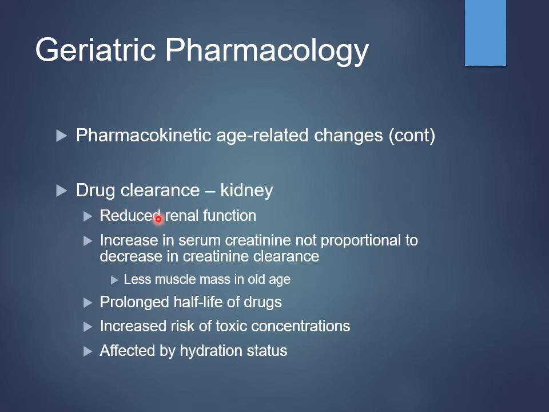And so you're going to see decreased function here. You also have to look at the fact that their serum creatinine is not going to be proportional to the decrease in their renal function. What do I mean by that? As they get older, muscle mass tends to decrease, right? And where does creatinine come from? From the muscle, from the breakdown of muscle tissue. So you're going to find that elderly patients cannot produce as much creatinine as a younger patient might.